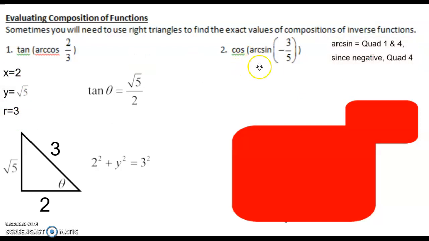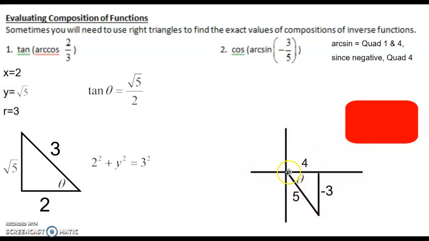Think back to where arcsine is defined. So remember, the inverse sine is defined in quadrants 1 and 4, from -π/2 to π/2. However, since we're looking at a negative value, that means we're down in quadrant 4. So our answer is going to be between -π/2 and π/2 for some angle measure. Therefore, when I draw my right triangle, I just know I'm in quadrant 4 somewhere.